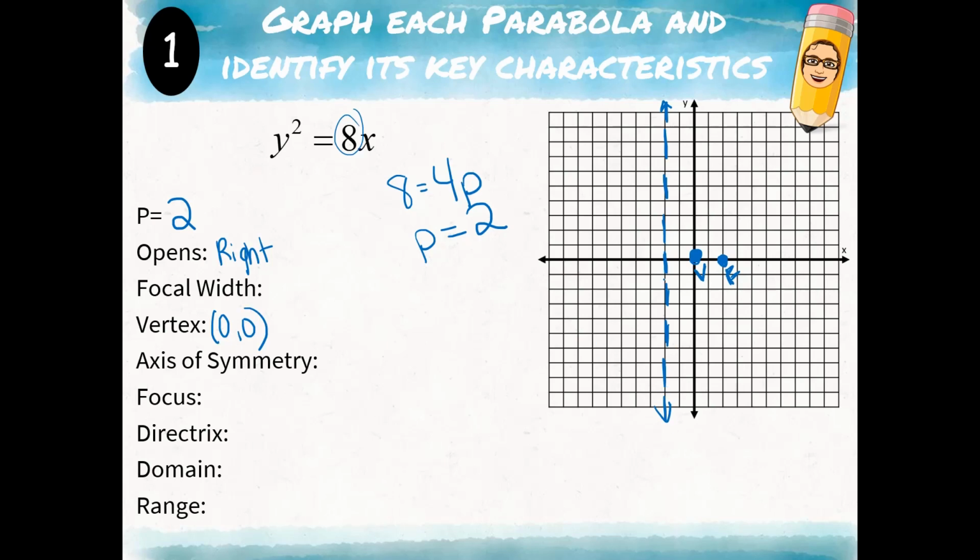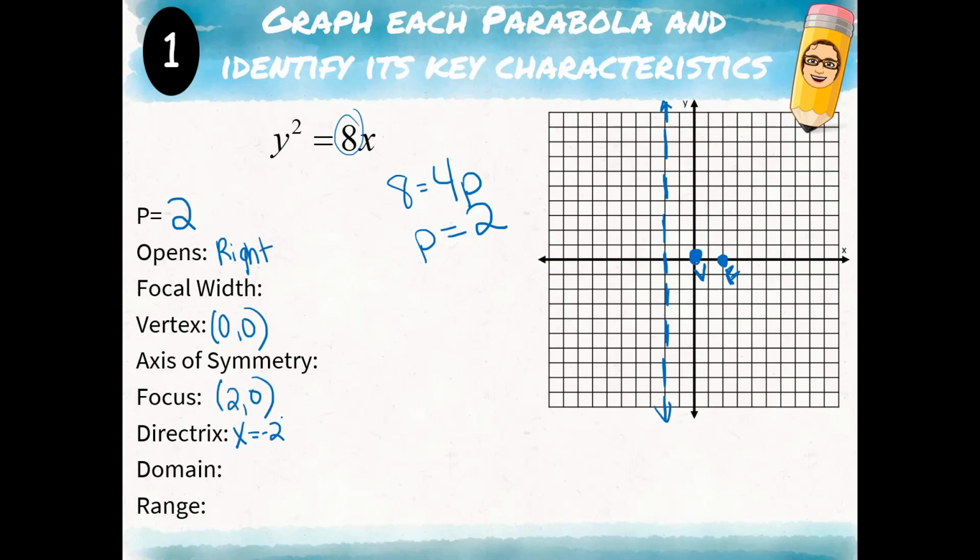Now let's write the equations of those lines that I just drew. The equation of the directrix is x equals, because it's going through the x-axis, -2. So x equals -2. My focus ordered pair is 2, 0. So I'm going to write that there.